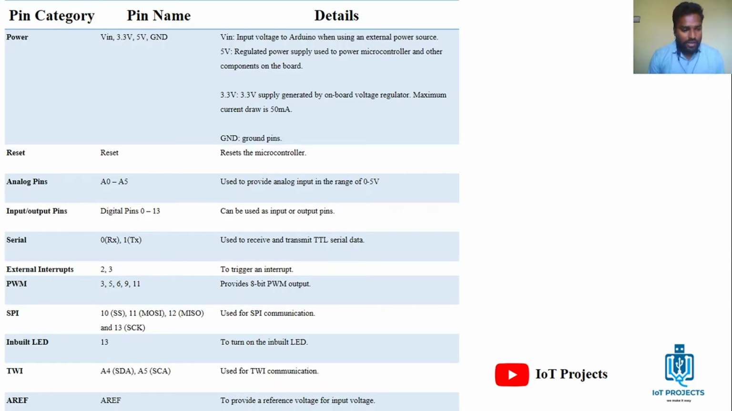Okay, so the next one is the SPI pins. What is SPI? SPI is the Serial Peripheral Interface. It is used for communicating with low speed devices. TWI pins: there are 2 TWI pins, A4 and A5, that are used for TWI communication, that is a 2 wire interface system. It is used, for example, if you are interfacing two Arduinos, in that case TWI communication is used.